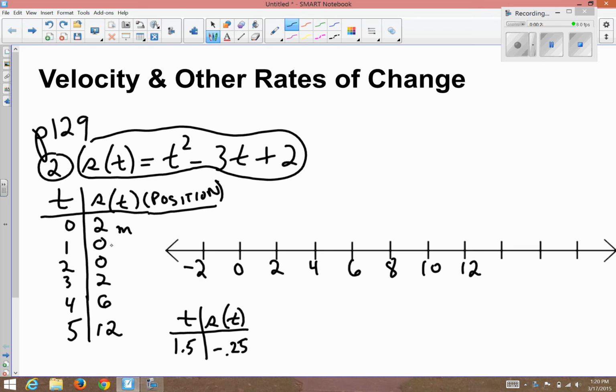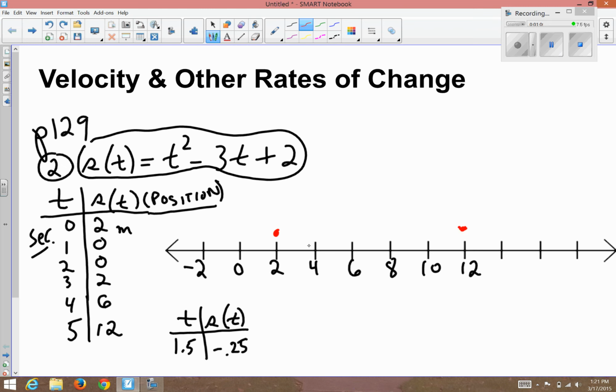All these numbers in the S column are meters, 2 meters, 0 meters, etc. That means how far from 0. And the t is measured in seconds. All of these numbers in the t column are in seconds. At 0 seconds, that means at the beginning of time, the particle that's moving is at 2. That's this red dot. At the end of 5 seconds, down here at the bottom, the position of the particle is at 12.